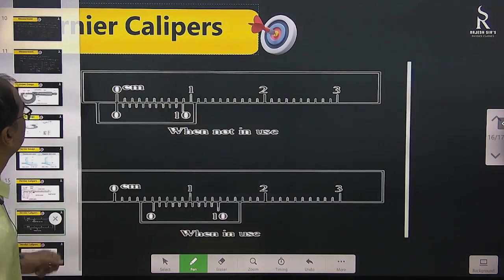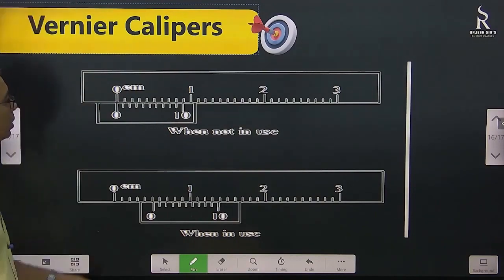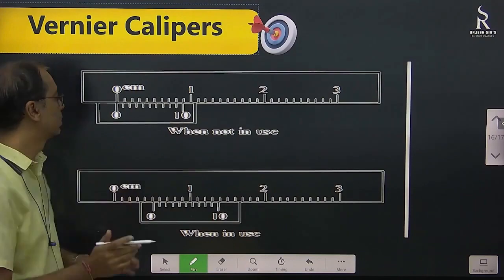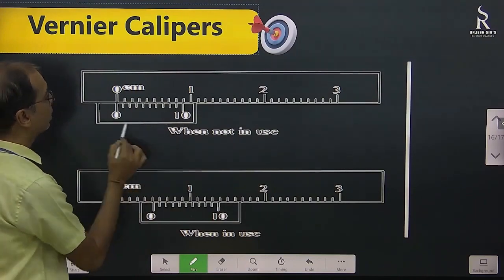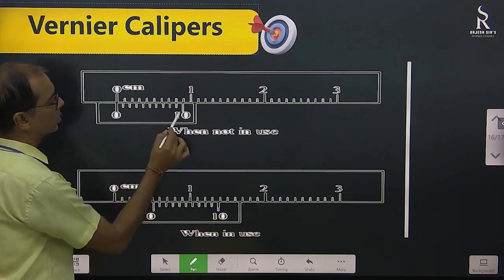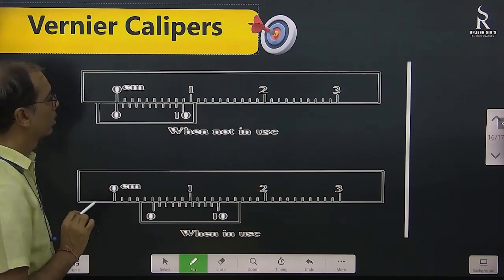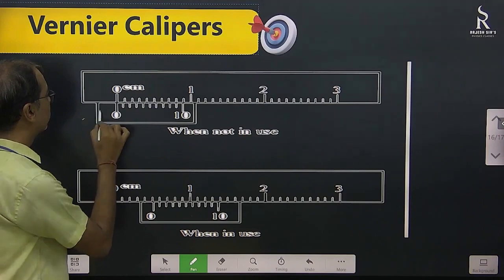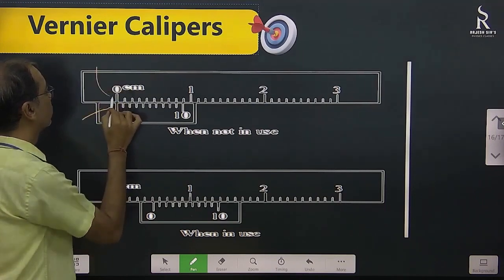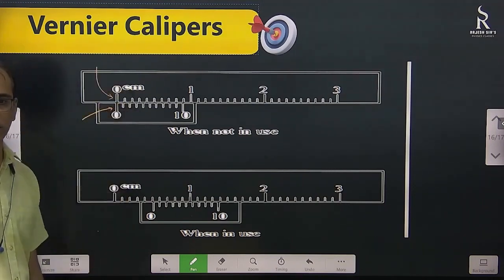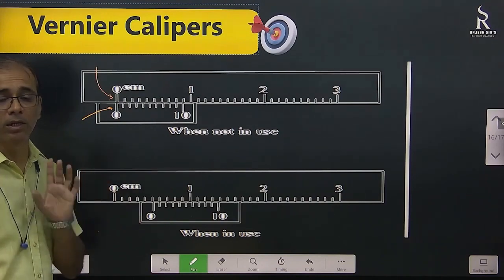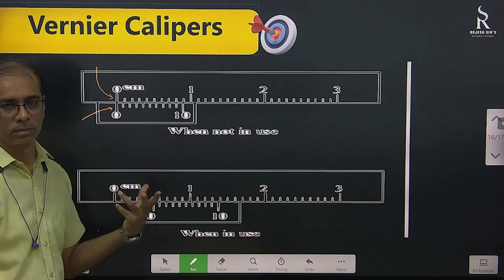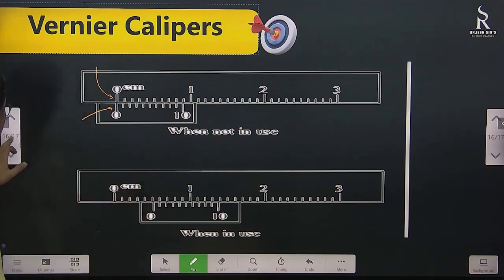When not in use, the jaws of both are together. The zero of this is the Vernier. You can see that there are 10 graduations. So this is the Vernier scale, and the Vernier scale zero and main scale zero are like this when not in use.